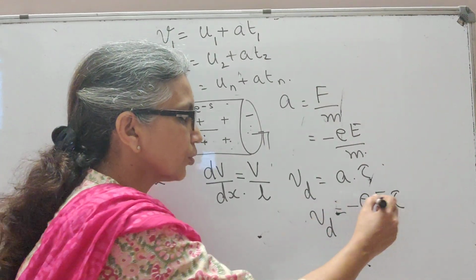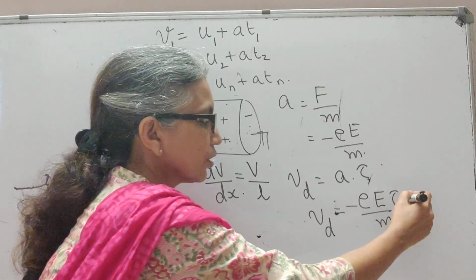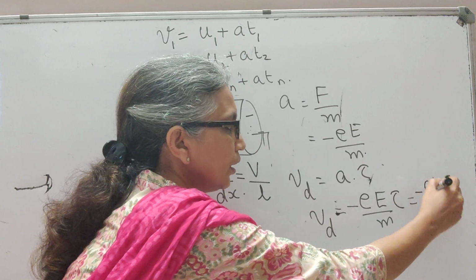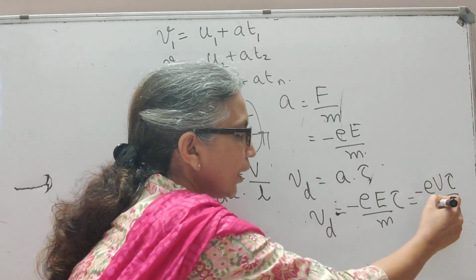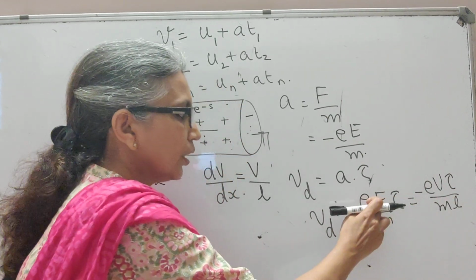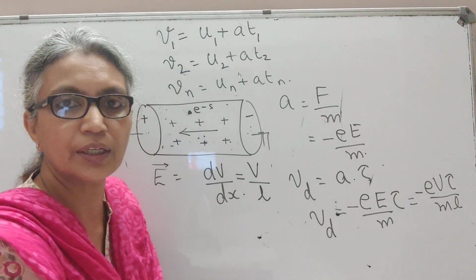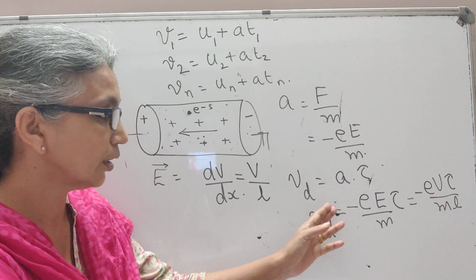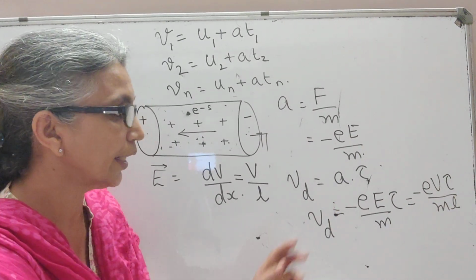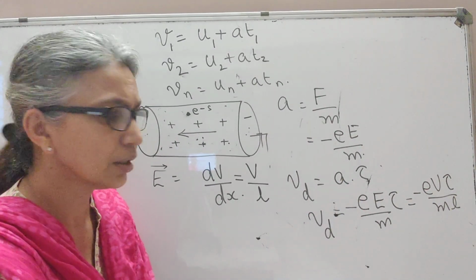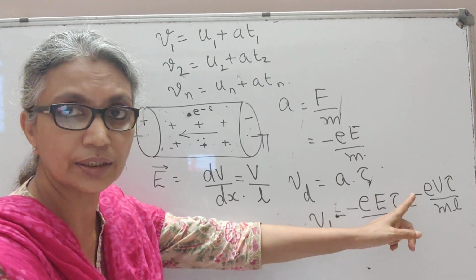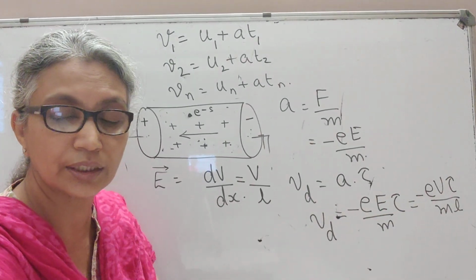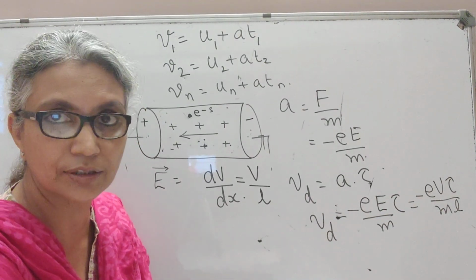So if I'm going to substitute that here, then this equation will become minus eV tau by mL, where E I have replaced with V by L. So now you have two equations for drift velocity, eE tau by m and eV tau by mL. You don't have to bother about the negative sign. It is just there to show you that the electron is negatively charged.